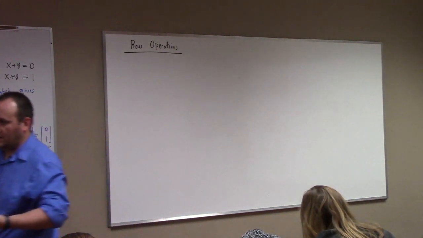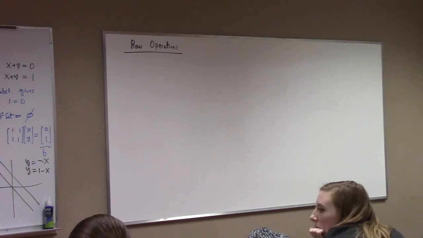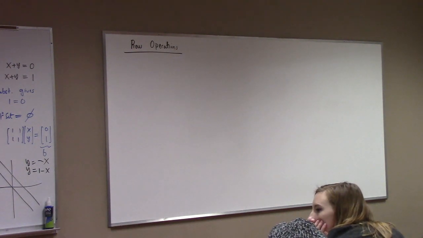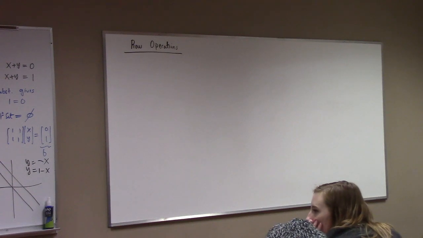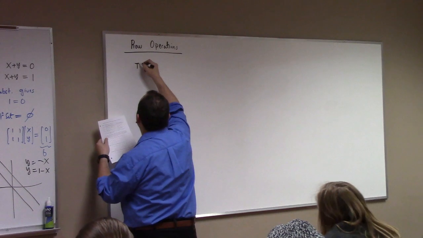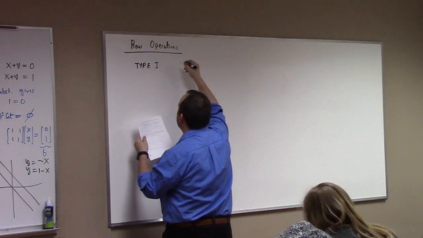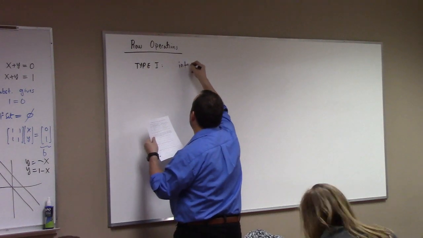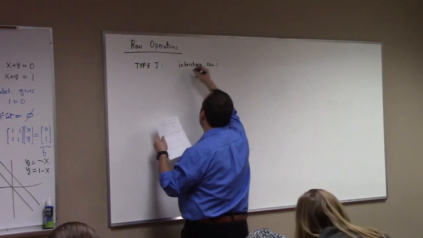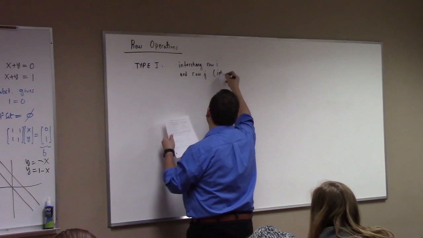So there are 3 elementary row operations, which I will write down here. And I will show you how we can use these 3 elementary row operations to solve systems of equations. So here's type 1. Type 1 row operation, we interchange row i and row j. Here i is not equal to j, all right?